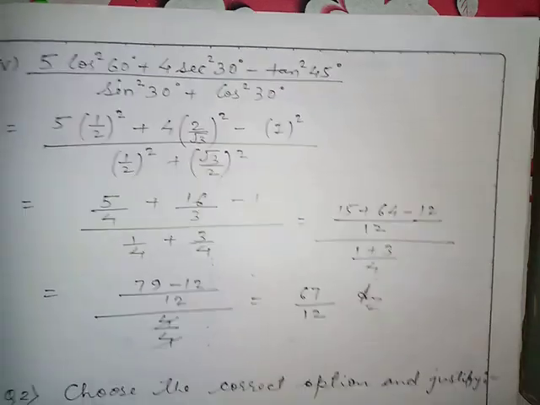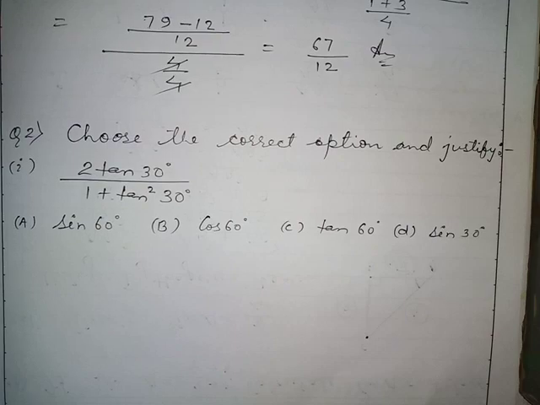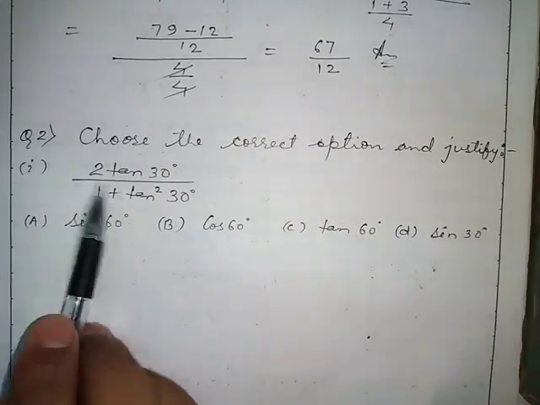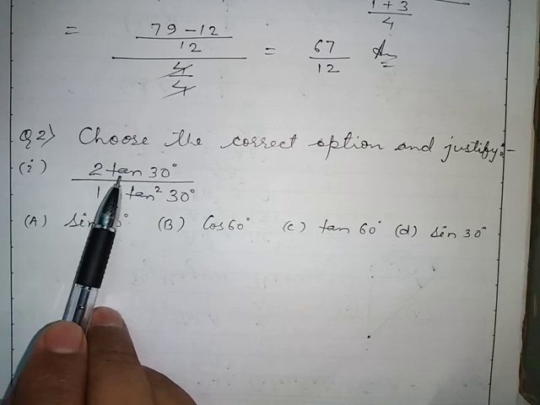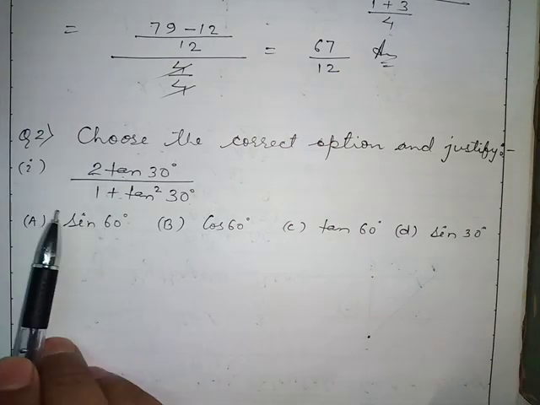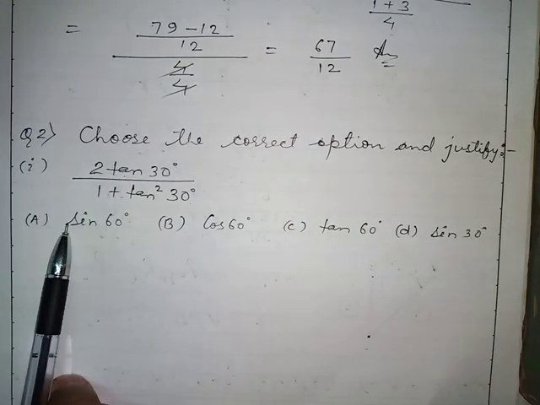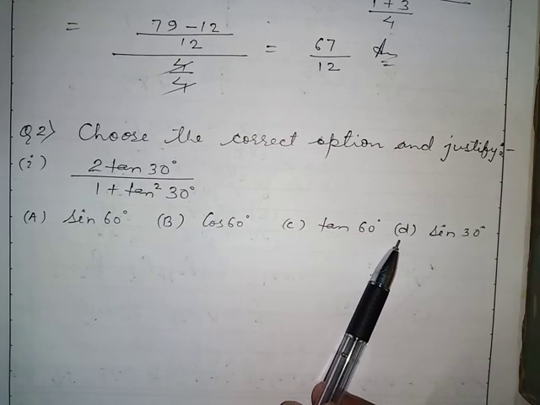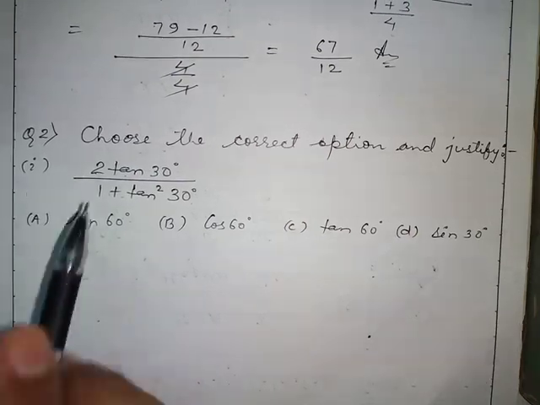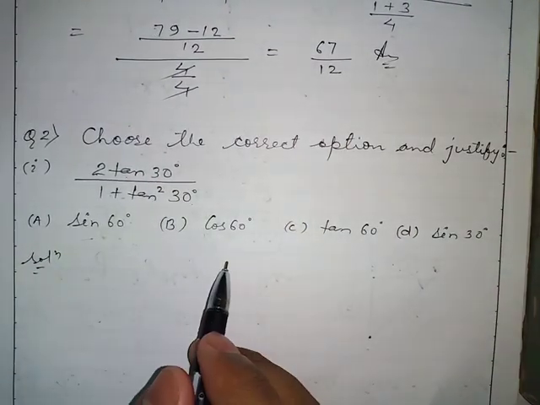Okay, now see question number 2. Question number 2 is saying choose the correct option and justify this part. It is given that 2 tan 30 degree upon 1 plus tan square 30 degree. First of all you have to solve this part and choose which option is correct and justify it. Now see which option will be correct.